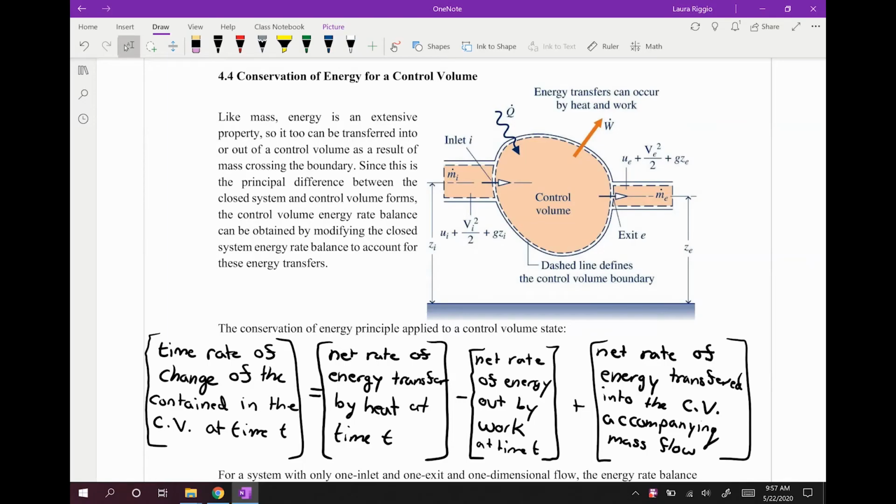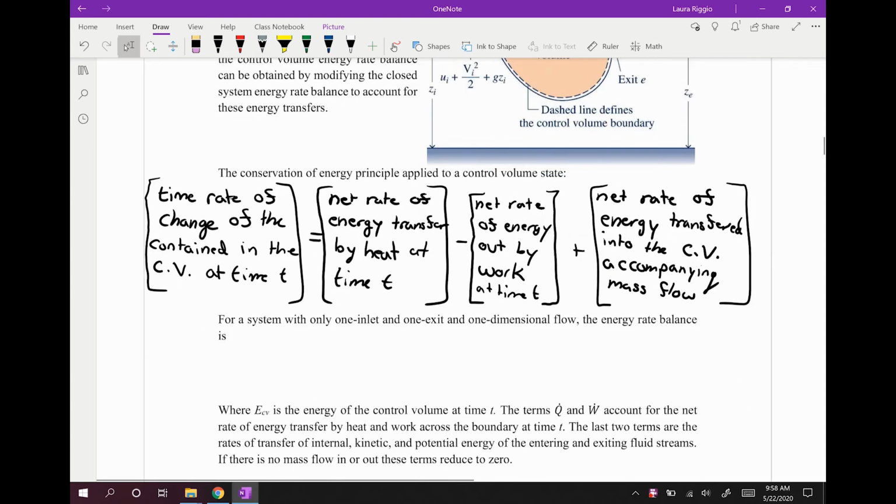In this lecture, we're going to go over the conservation of energy for open systems. Like mass, energy is an extensive property, so it too is transferred into and out of a control volume as a result of mass crossing the boundary. Since this is the principal difference between closed and open systems, we have another energy rate balance for a control volume system.